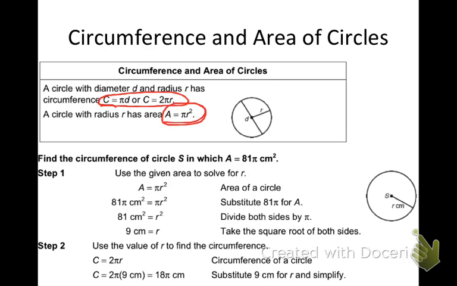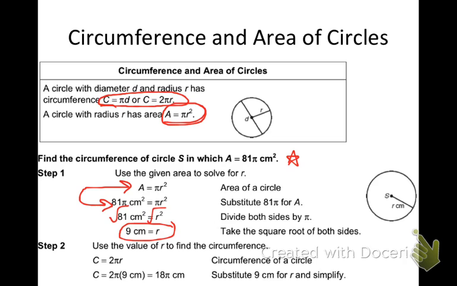We're going to have problems like this today, though. Find the circumference of circle S in which the area is 81 pi centimeters squared. Well, to do a problem like this, you have to work backwards. So for instance, start with the formula, plug in the information you know. I know the area is 81 pi. I want to find the radius. Well, what's the opposite of a squared term? It is a square root. So the square root of 81 gets me 9. So the radius has to be 9.